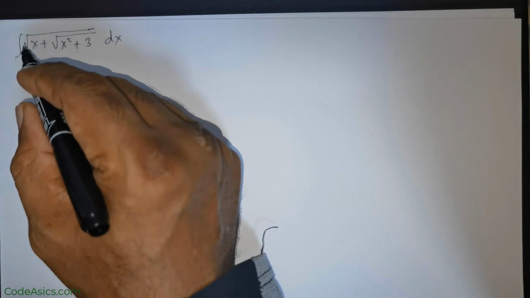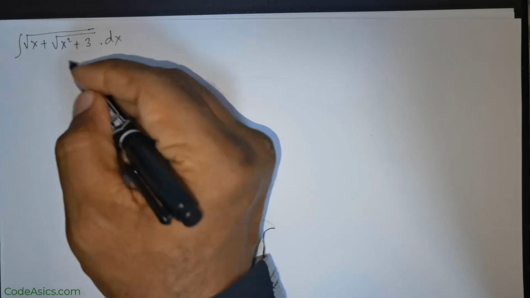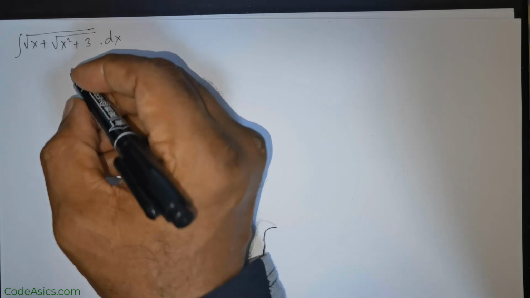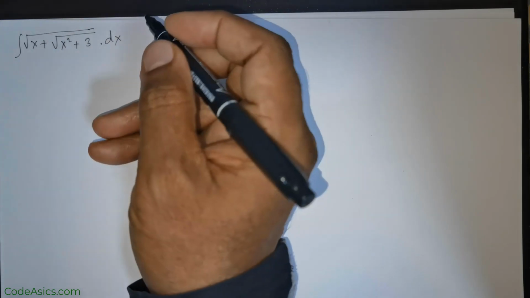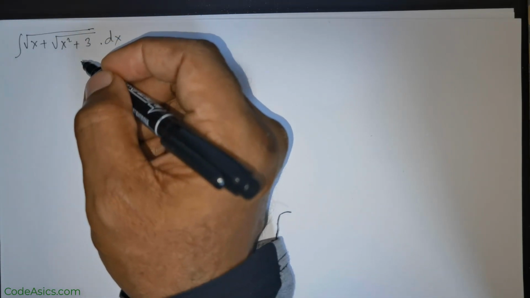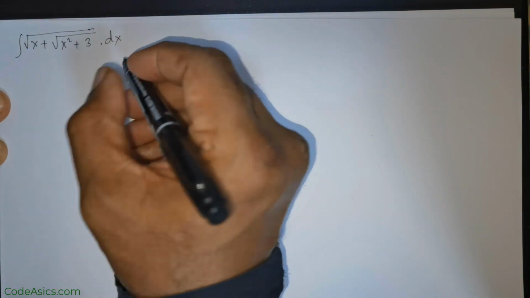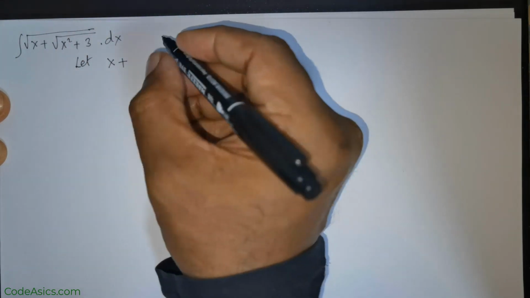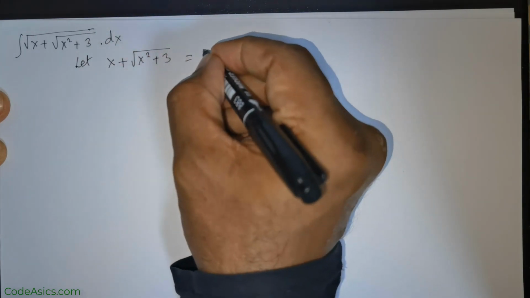We are expected to integrate the integral of root of x plus root of x squared plus 3 times dx. Now it is imperative to understand that integrals of this nature are always asked for high level entrance exams and scholarship exams. So it is imperative that you learn how to handle such questions. So having given you this question, let me just get it started. So first what I wish to do is make the following substitution. Let x plus square root of x squared plus 3 be equal to some u.